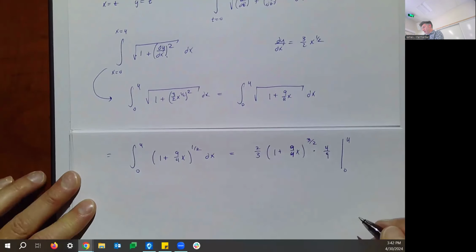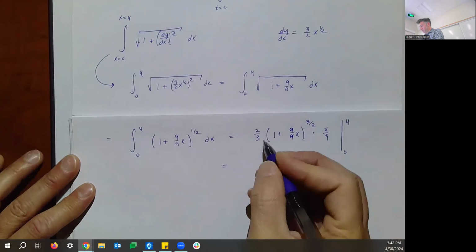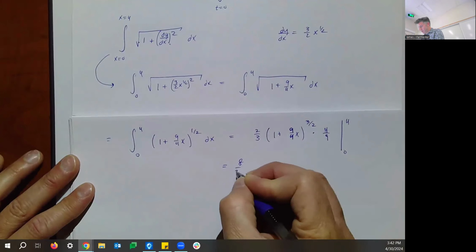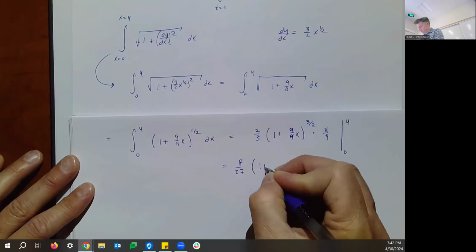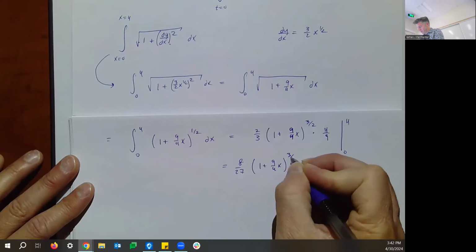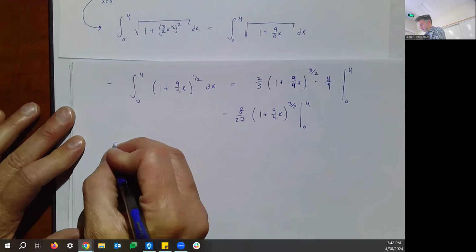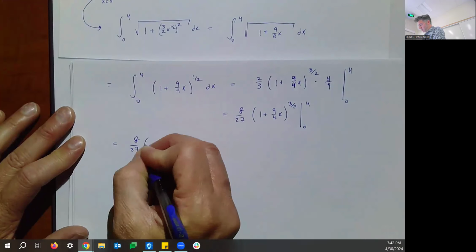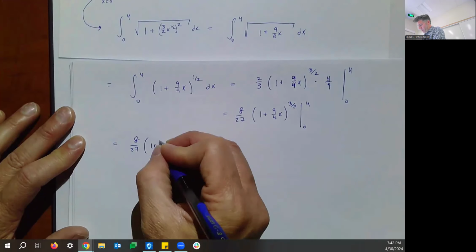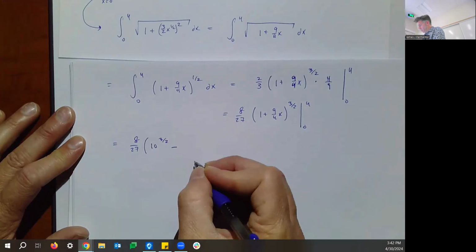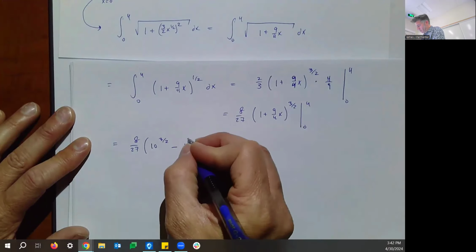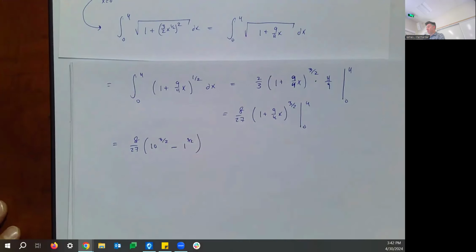And then we simplify and plug in. So we've got 2/3 times 4/9, which is 8/27, times (1 plus 9/4 x) to the 3/2, from 0 to 4. Plug in 4, you get 8/27 times (1 plus 9) to the 3/2 minus (1 plus 0) to the 3/2, which is not a particularly nice number. In most of these arc length problems, the answer is not going to turn out to be very nice. It's usually going to be something kind of like that.